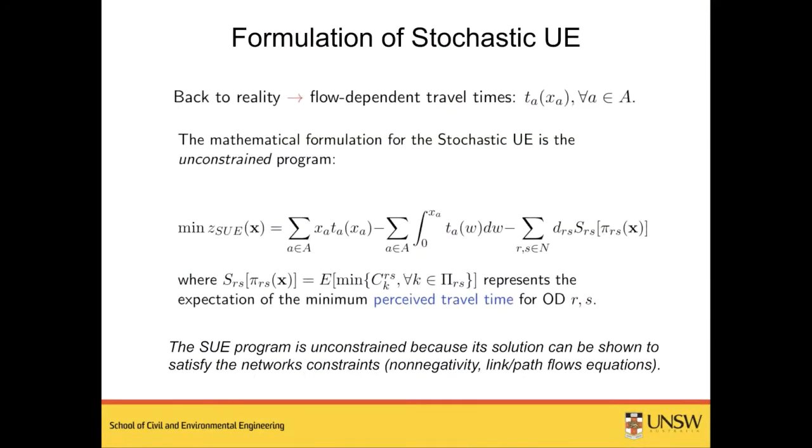But let's go back to the formulation of a stochastic UE. So we knew that the travel times on links are dependent on flow, right? If the flow goes high, travel time goes high. If the flow goes down, travel time goes down. Interestingly, when it comes to mathematically formulating SUE, we actually end up with an unconstrained optimization problem.